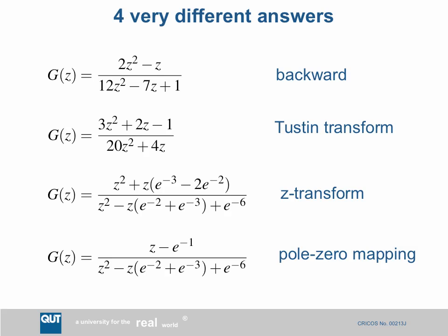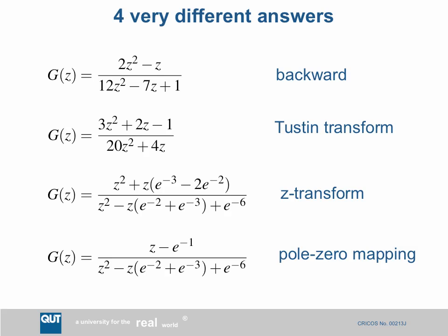So we discretized our continuous time system 4 different ways, and we got 4 very different answers. So here they are in transfer function form. They're almost all second order numerator over a second order denominator, except for the pole zero mapping, which has only a first order numerator. So the question is, why are there so many different answers? Which is the best way to do it?